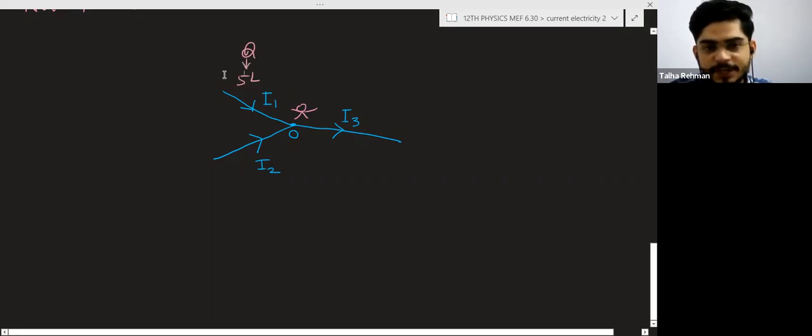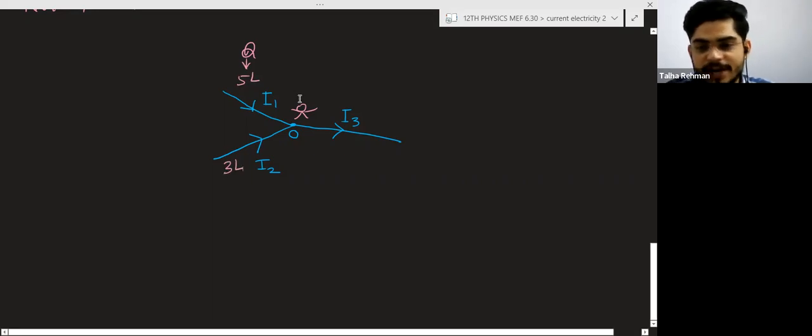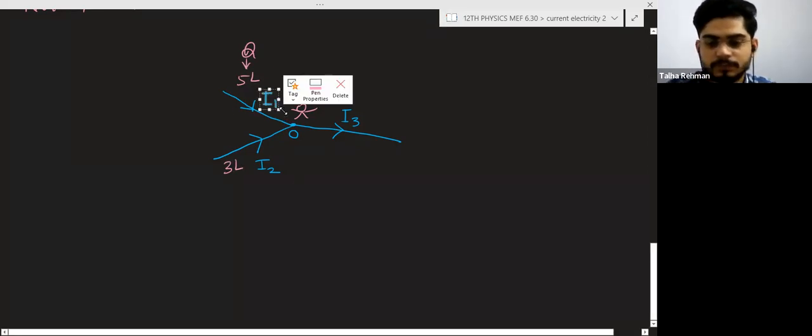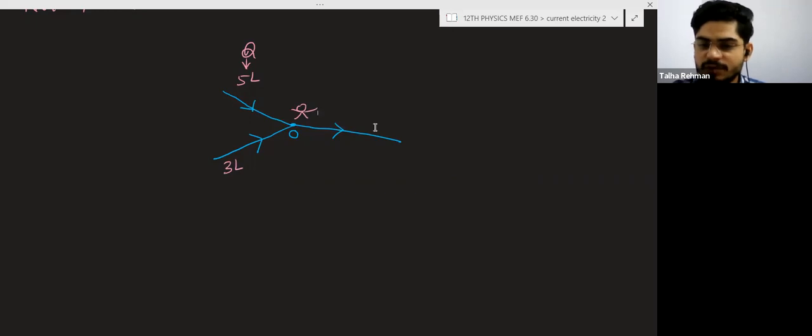So suppose 5 liters of water is flowing from this pipe and 3 liters of water is flowing from this pipe. I am saying that suppose this wire is a pipe, so this is flowing. Now I am not talking about the current. I am just talking about the charge, because charge and current are not the same thing. Charge in motion is current.